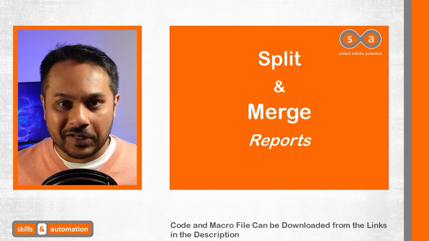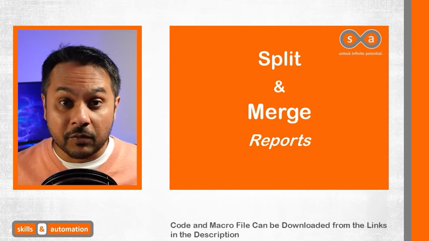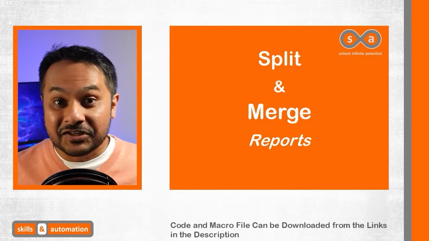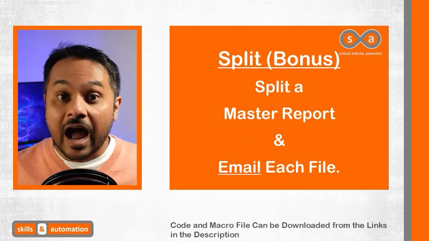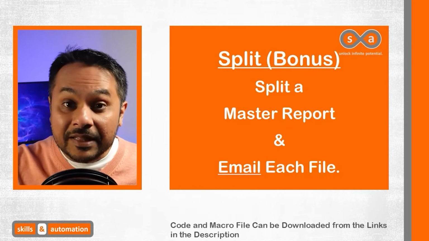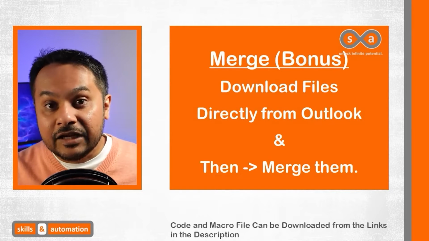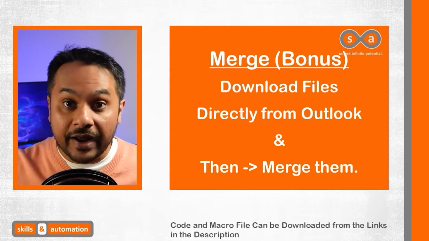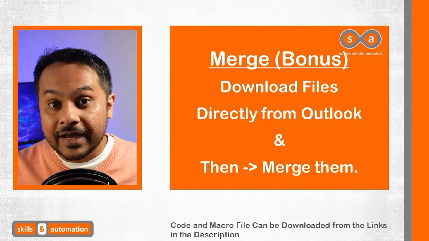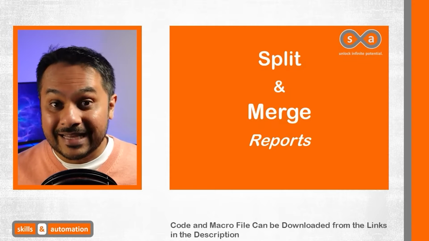But that's not all. Because VBA is a super awesome tool to automate workflows, I'm going to show some extra goodies as well. For the split section, I will share the code to create individual files and then email them out in the same workflow. And for the merge section, we'll check out the code to download attachments directly from Outlook onto a local drive and then merge those files together all within the same code. These are going to be really helpful and time-saving macros.